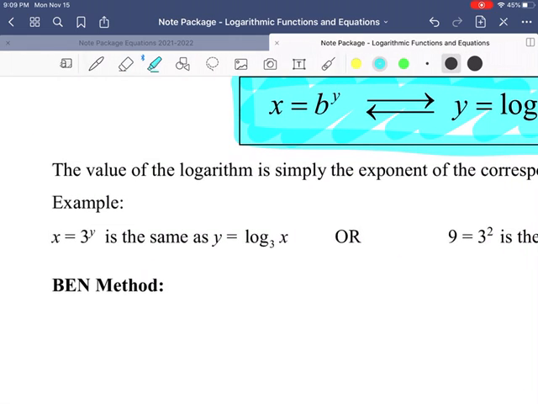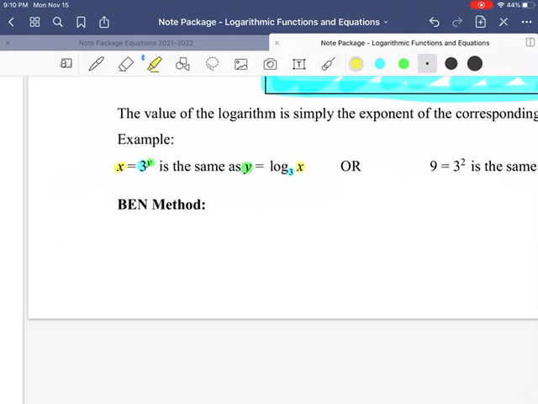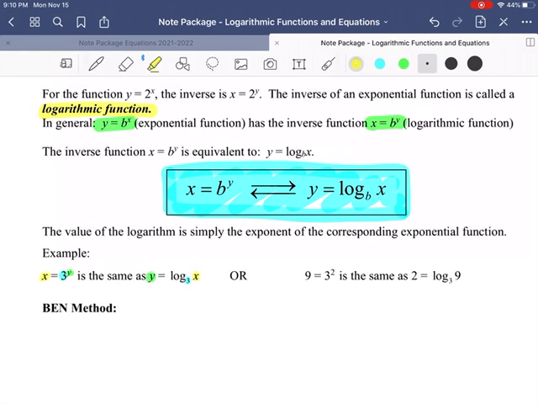You'll notice that the base, if I can get precise highlighting here, the base is the lowercase 3, okay, for the log function. Now the exponent, y, is the outcome of the log. And the outcome of our exponential function here, x, is the x that's there. So 9 is 3 squared. It's the same as 2 equals log base 3 of 9.